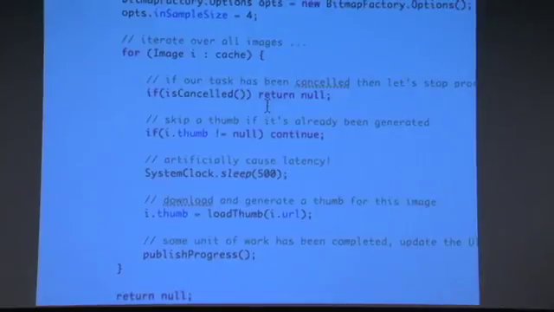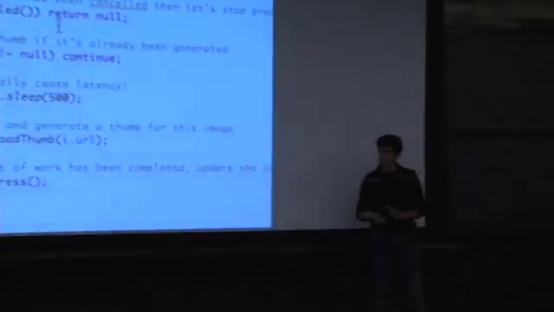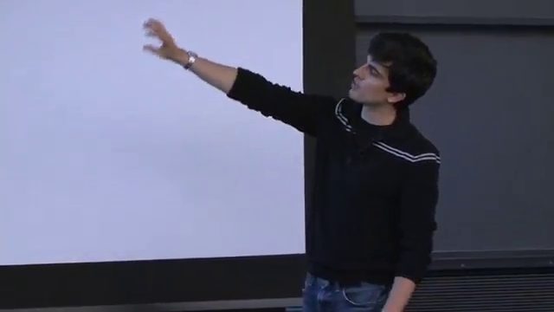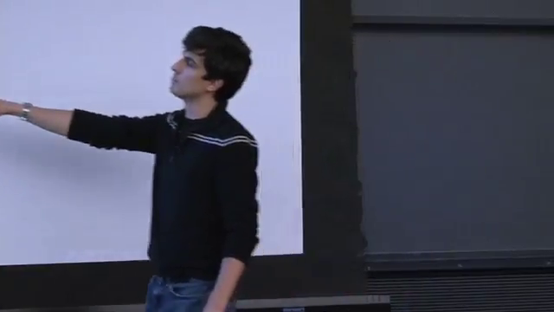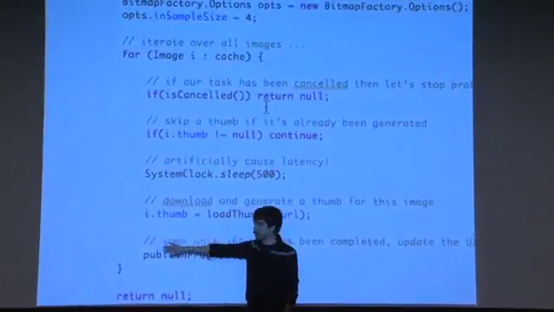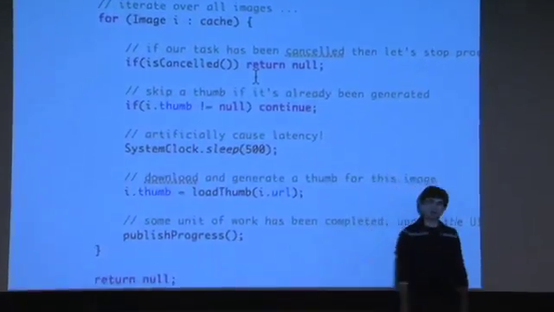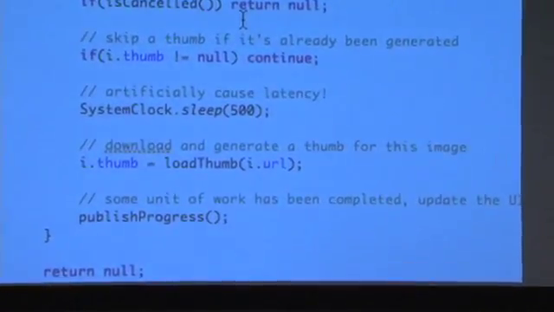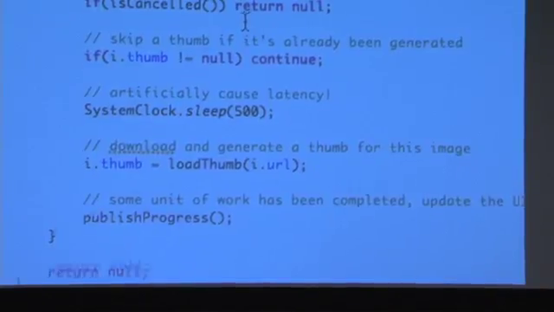And the reason we might want to cancel it is if the activity is being destroyed, for example, and we actually don't want that to continue downloading images in the background, then we can send the cancel signal to the AsyncTask and tell it to cancel, and we want it to shut down at a reasonable time. But once we have loaded this thumb and inserted it into our image class, then we can publish the progress. We're just saying that we have some unit that has been completed in the background.